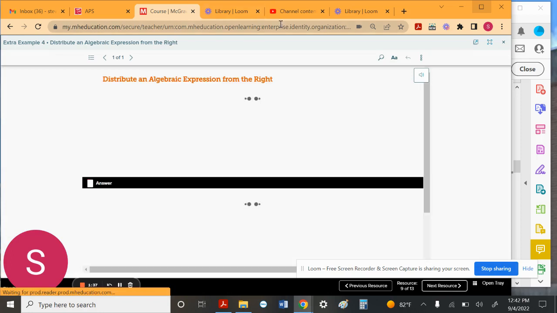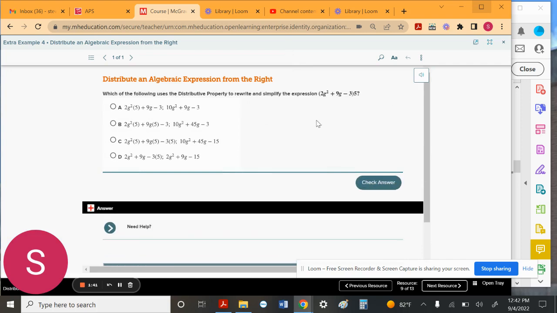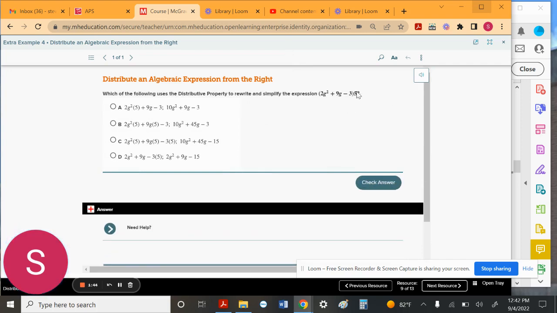Okay, let's go on. Now we're doing it from the right. It means the exact same thing. It's just that the numbers are reversed a little bit. So this time we have the 5. The 5 still distributes through, so we multiply it by 2 to get 10g squared, 45g, and negative 15. So we multiply 5 by all three of them, which would be this one here, C. That's the one that multiplies them all. And then, of course, we have that answer that we can look at in that case.